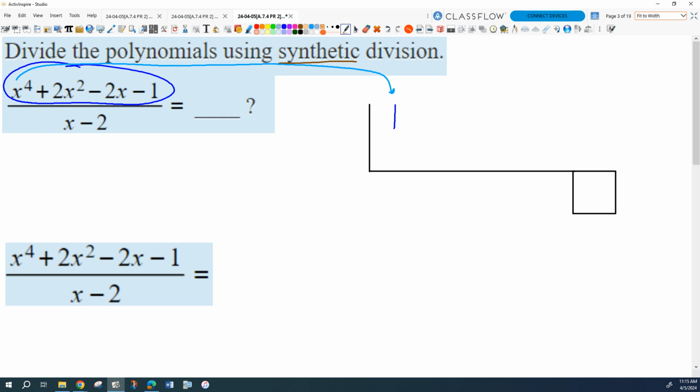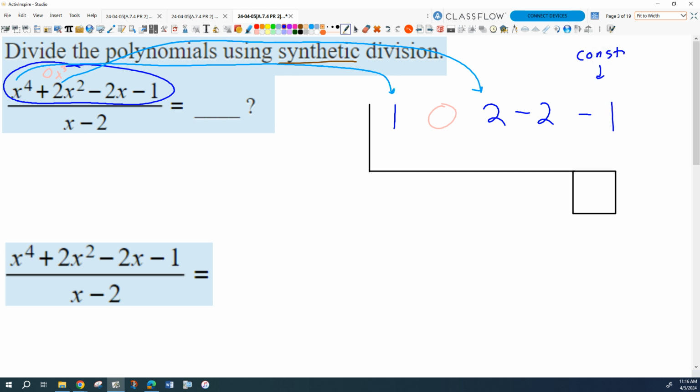What's my next coefficient? Would you put 0? How come? Because I'm missing an x cubed. Exactly. So I need a 0, because there's a 0 x cubed, right? We're missing that. What's my next coefficient? 2. And that one's coming from here. Okay, next one. Negative 2. And then negative 1. Negative 1 is my constant.